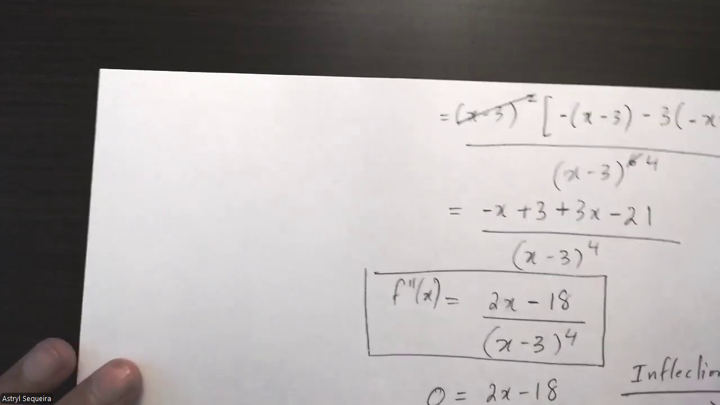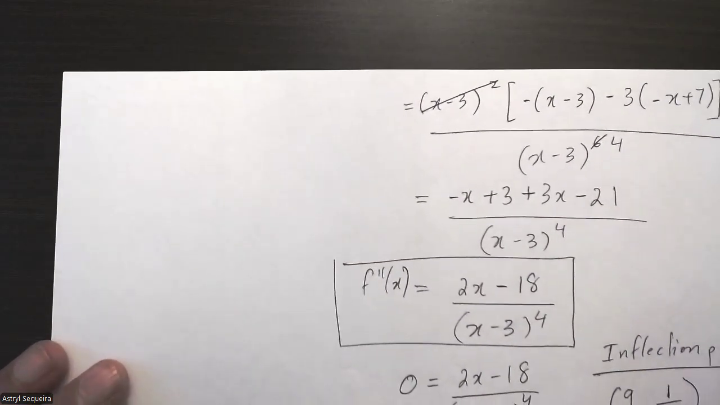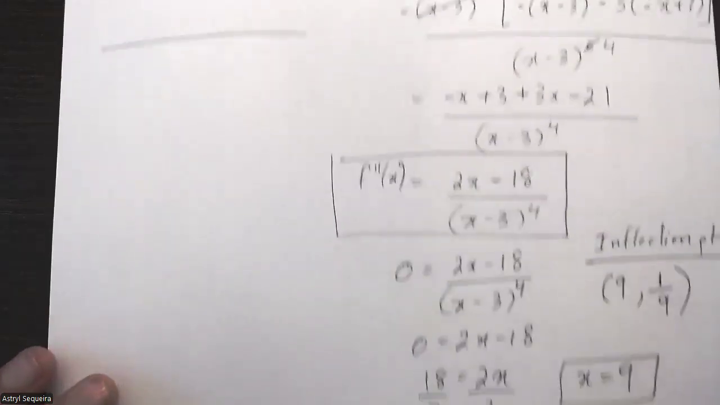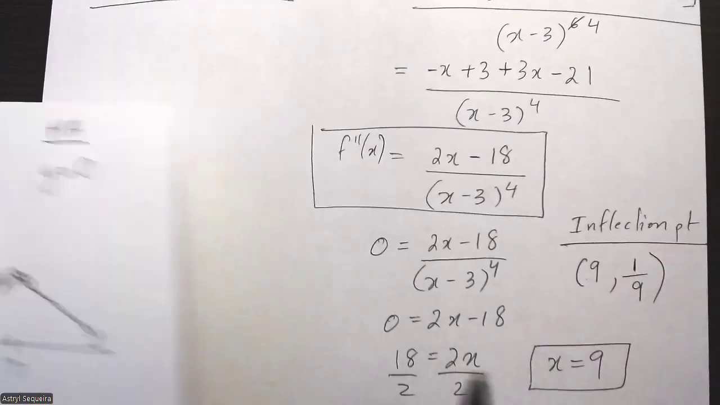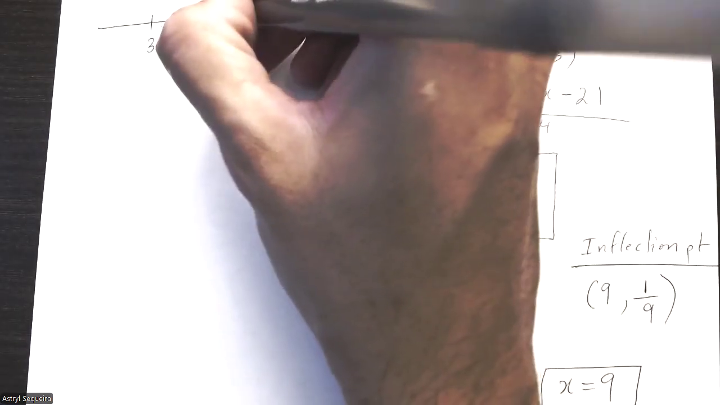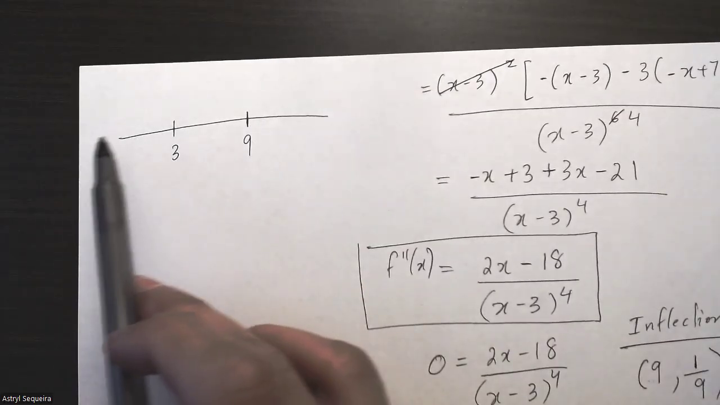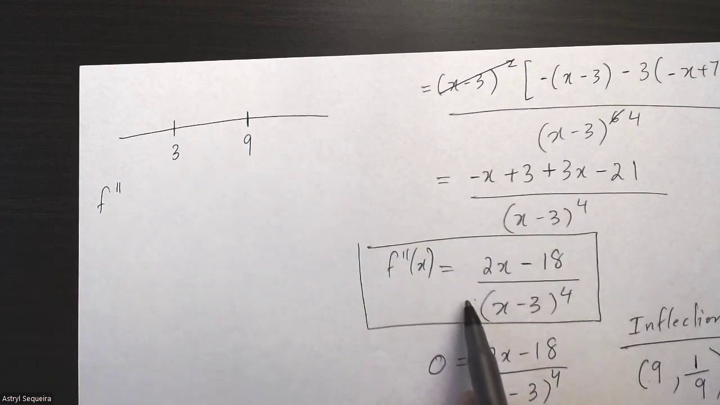Finally, I can do my intervals of concave up and concave down. So I'll do a number line for that again. On the number line, you want to include the inflection point and you want to include the vertical asymptote as well. So over here, I have 3 and 9. I'll start by subbing in the first interval over here.